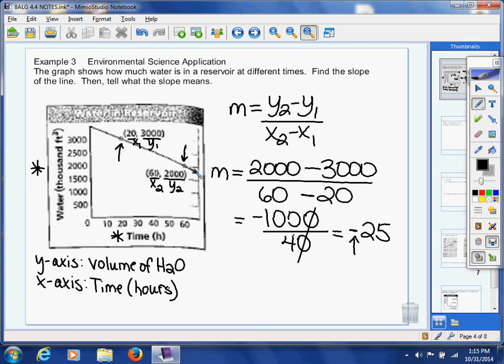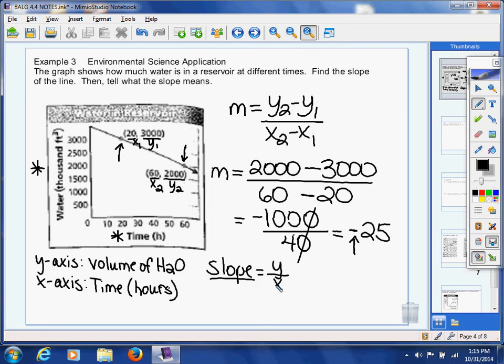Okay, that, my friends, was the easy part. Calculating the slope is actually really easy. What is not so easy is telling what the slope means. What does this slope on this graph in this situation, what does it represent? And that's not as easy, okay? So what we want to do is we want to go back to the slope again. And remember, slope is all about the change in y over the change in x.